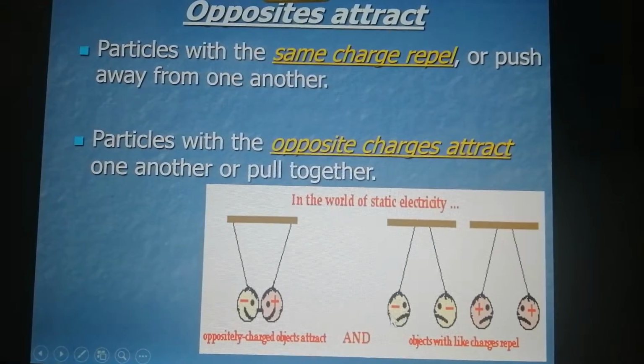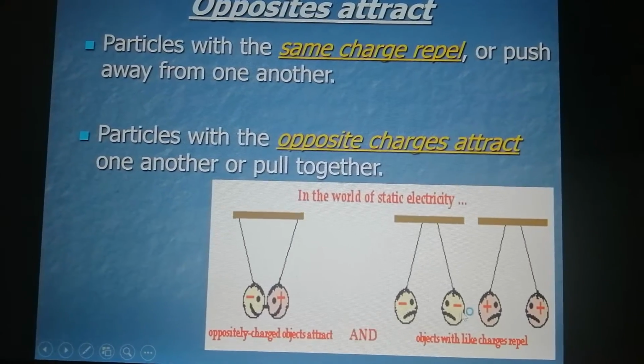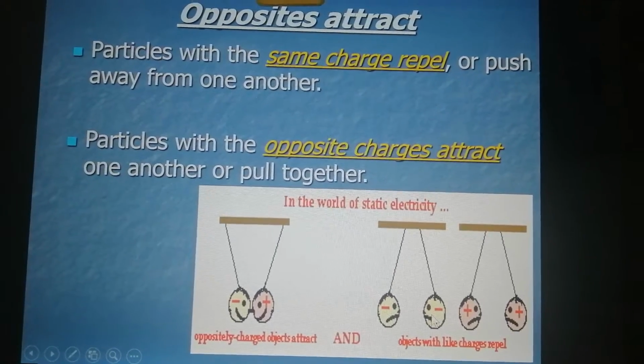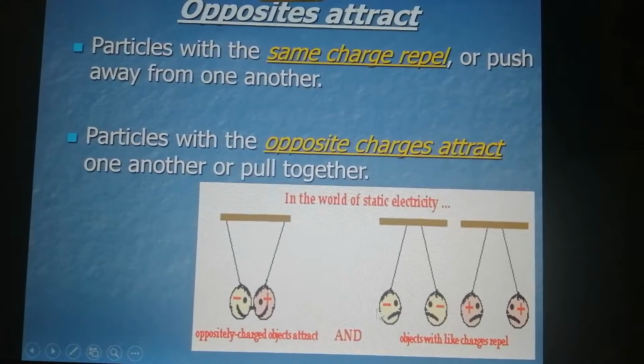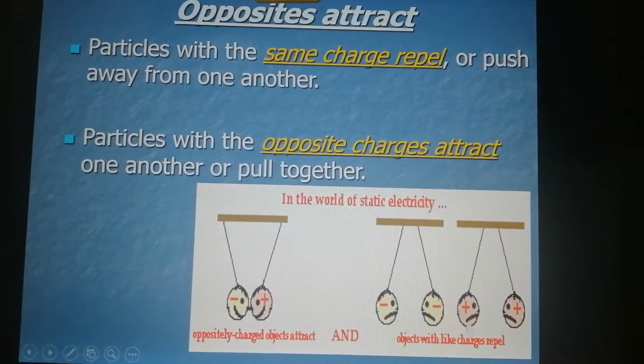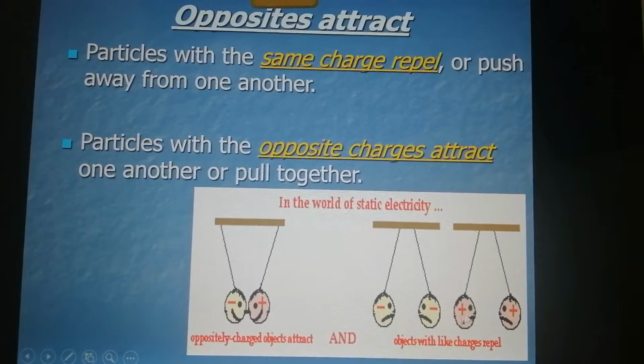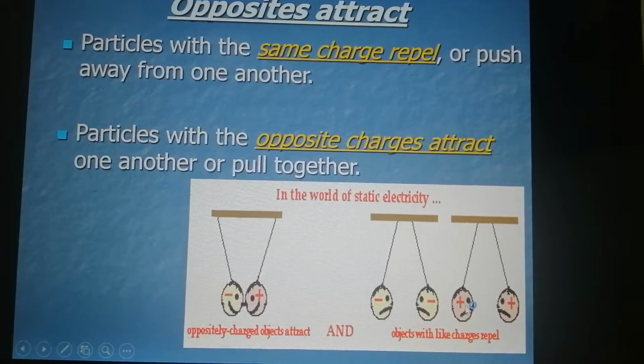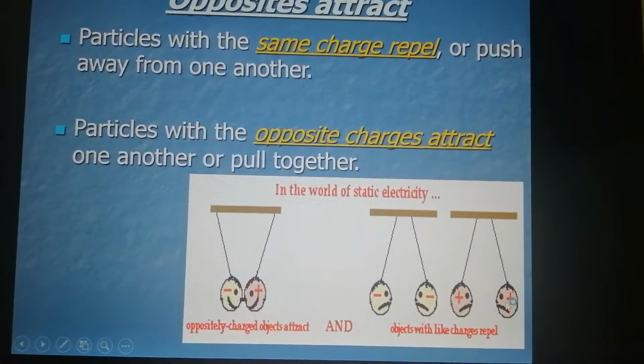What about here? This is negative and this is negative, so they are the same. So they will repel each other. Each one will be pushed away from the other one. What about here? This is positive and this is positive, so also they will repel or be pushed away from each other.